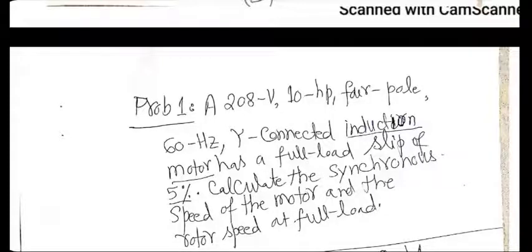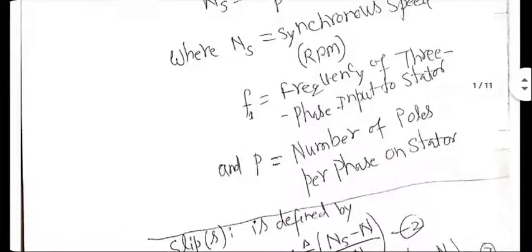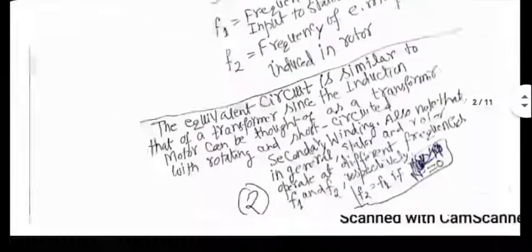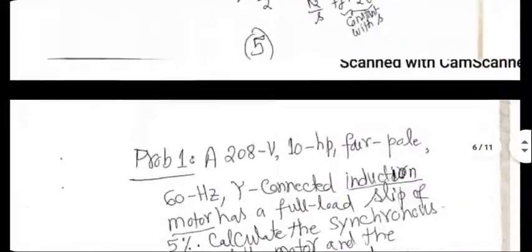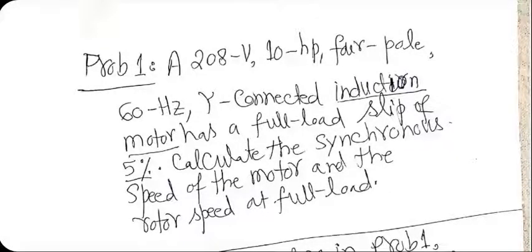Synchronous speed is 120 f by P. I've given you that formula today, once again, for the sake of completeness. 120 F1 by P actually. The stator frequency counts, not the rotor frequency. Okay, so F1 is 60 hertz. Number of poles is 4. So 120 into 60 divided by 4. That should be NS in RPM.